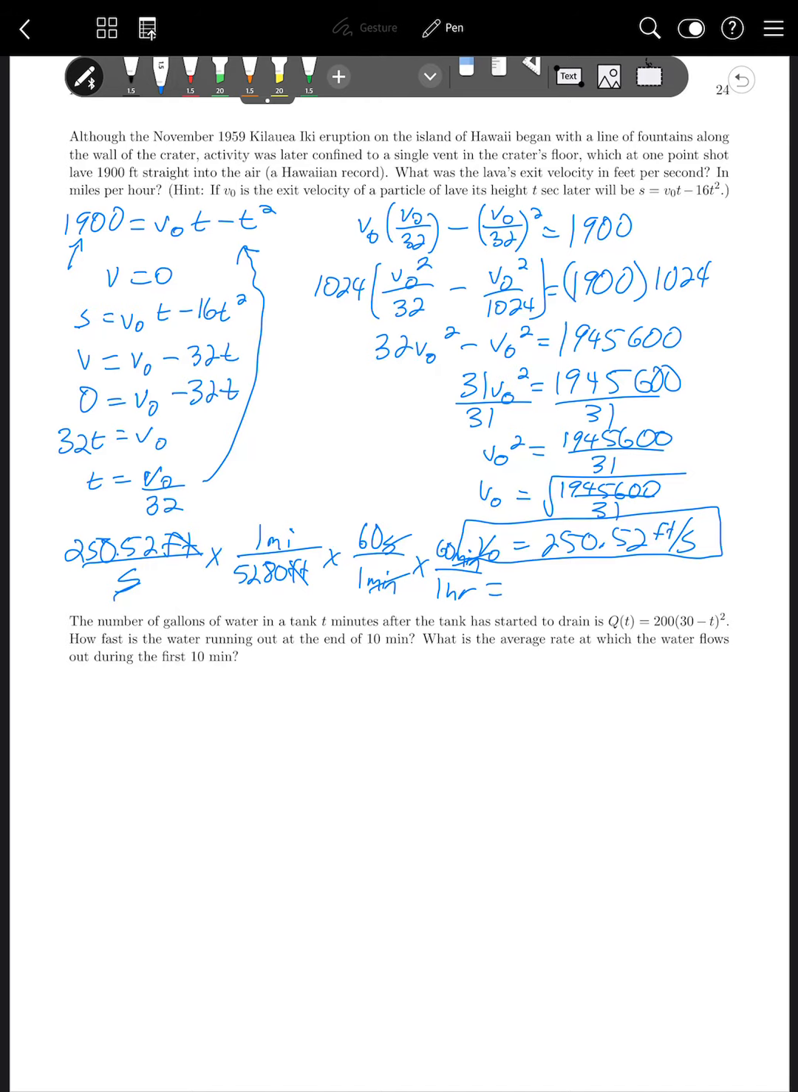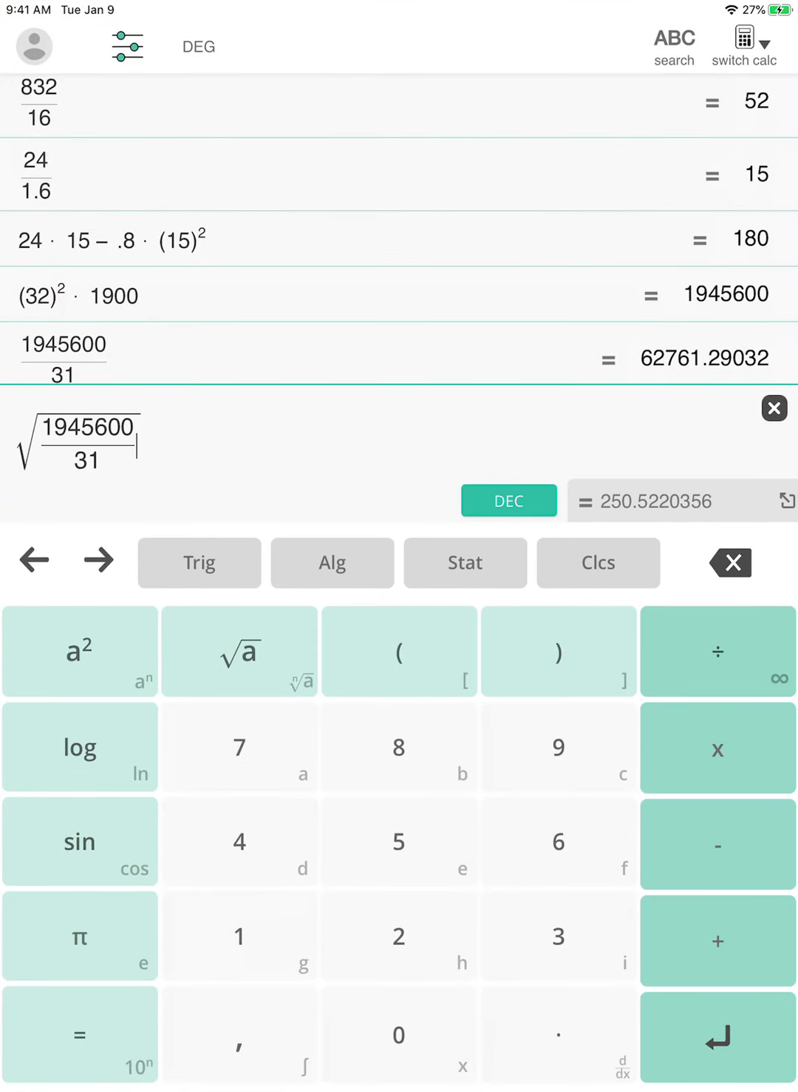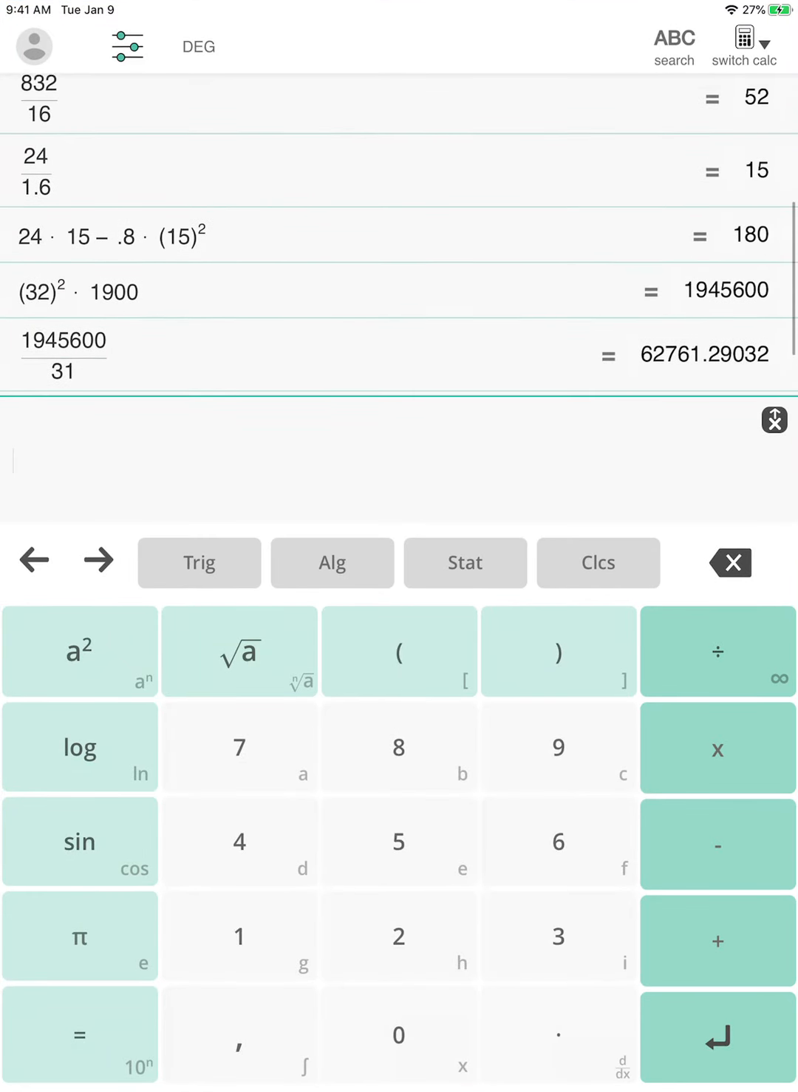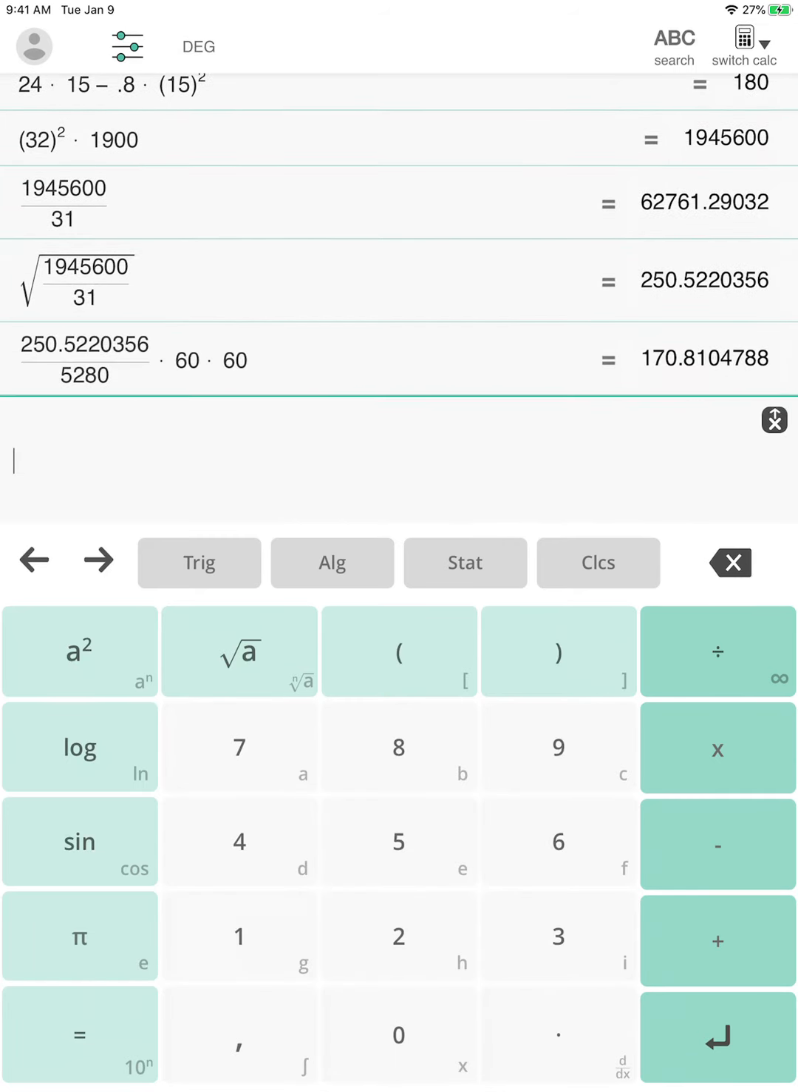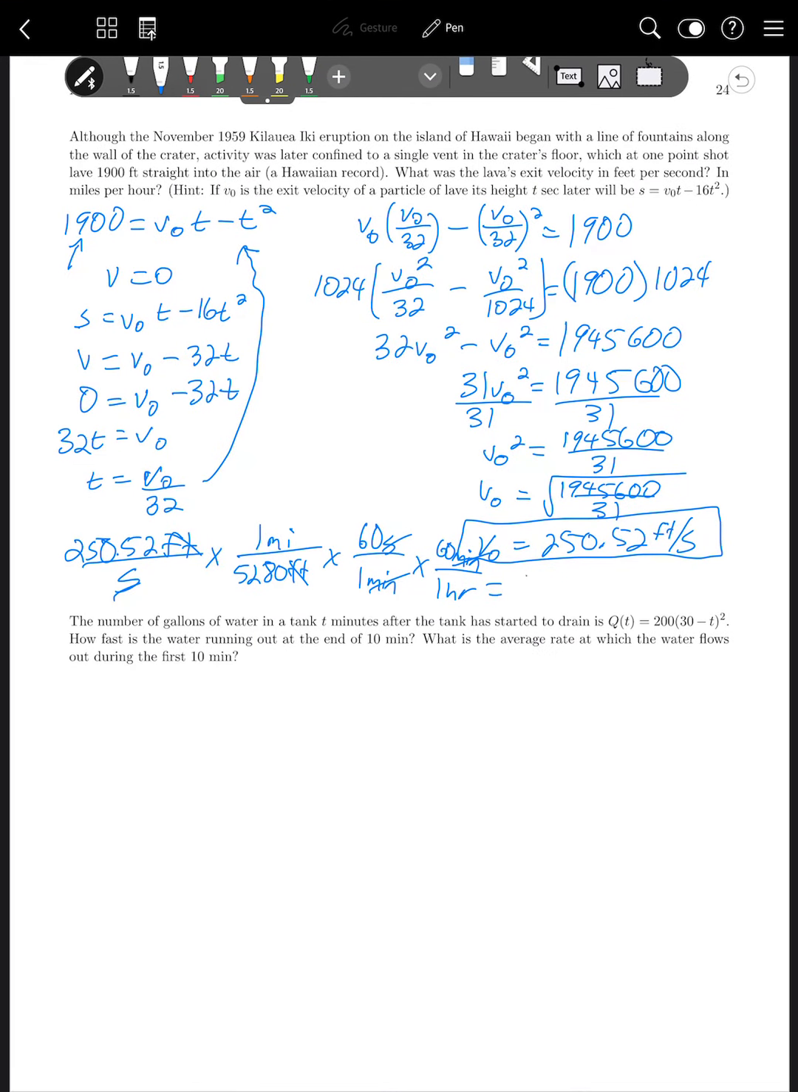So you want to take your answer of 250.52, divide it by 5,280, and then multiply it by 60, and multiply it by 60 again. And so we get 170.81. So 170.81 miles per hour. So about 171 miles per hour is how fast the lava left the tube. Okay, so that's the idea of what we're looking for here, and that's how you convert units.